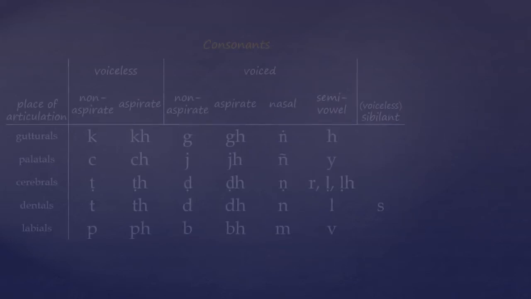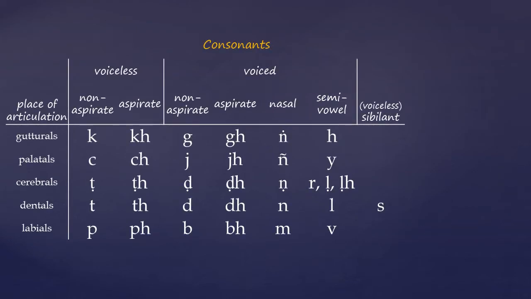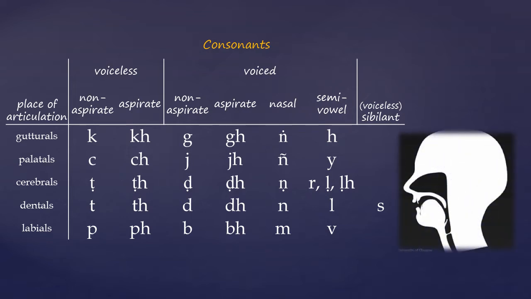Now the ancient Indian grammarians classified the letters, or rather the sounds that they represent, according to where those sounds are made in the mouth. And the progression moves from the back of the mouth, with the gutturals, towards the front. Now note, modern linguistics prefers the term velar for guttural and retroflex for cerebral.